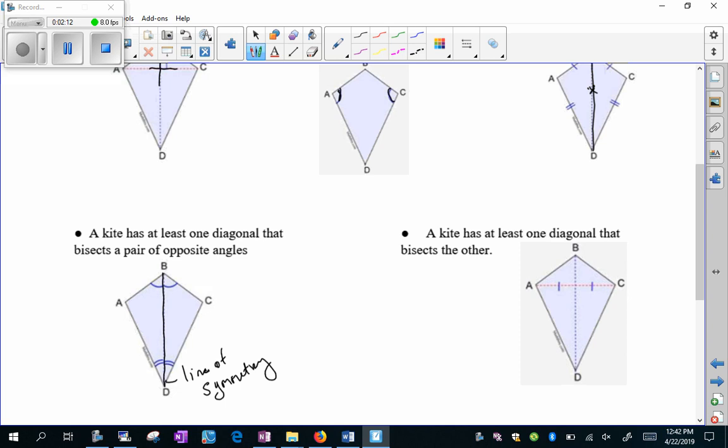A kite has at least one diagonal that bisects the other. So this diagonal BD bisects AC. And we see that we have the two congruent parts. All right.